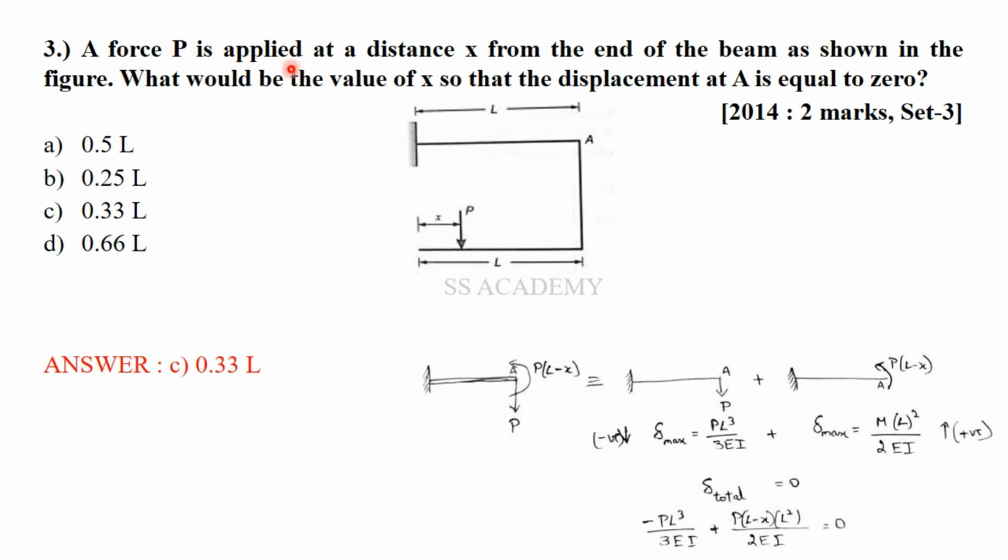A force P is applied at a distance x from the end of the beam as shown in the figure. What would be the value of x so that the displacement at A is equal to 0? They have asked the value of x if the deflection at A is 0. It is a 2014 Set 3 GATE 2-mark question.